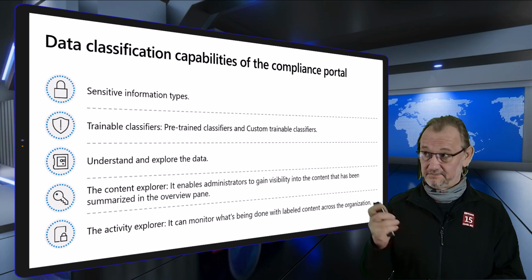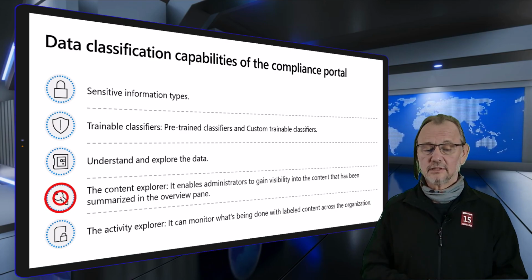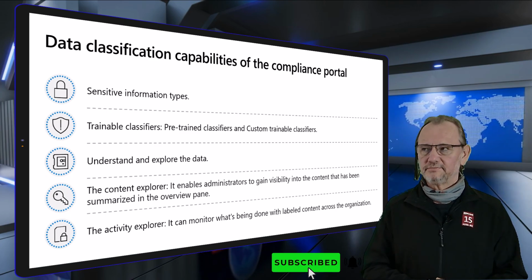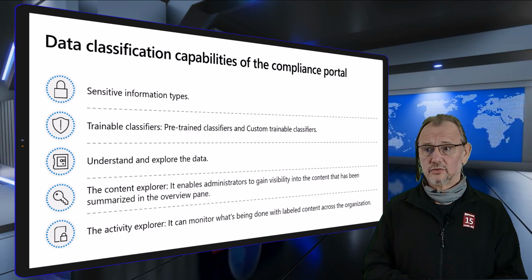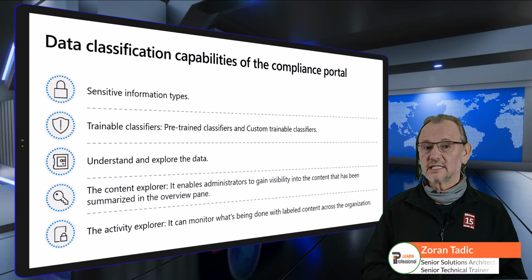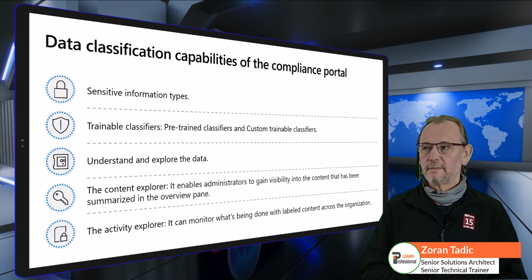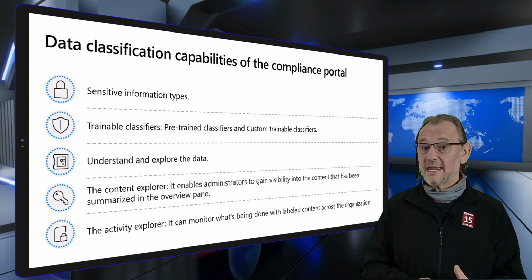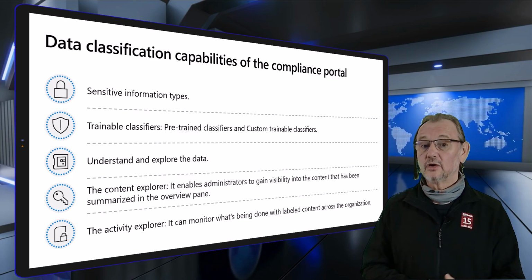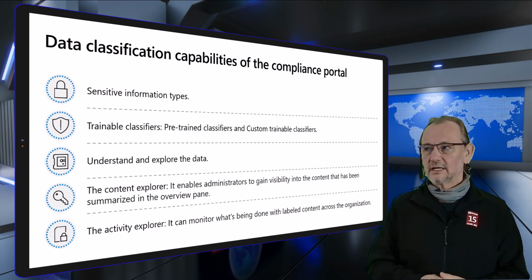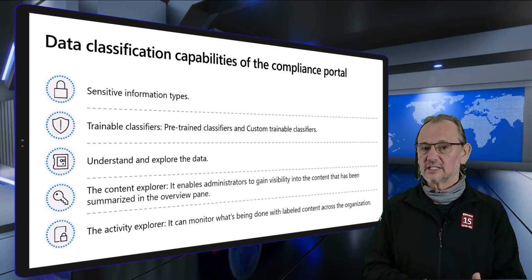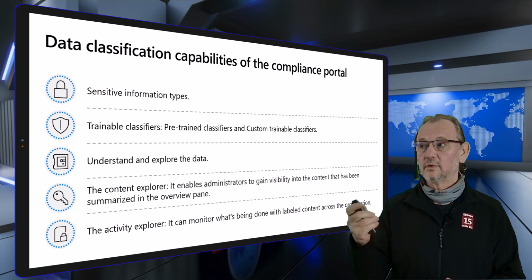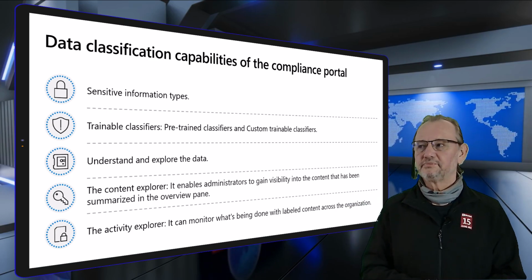Content Explorer. Content Explorer is available as a tab on the data classification pane of the compliance portal. It enables administrators to gain visibility into the content that has been summarized in the Overview pane. Access to Content Explorer is highly restricted because it makes it possible to read the content of scanned files. There are two roles that grant access to Content Explorer. That's the Content Explorer List Viewer and the Content Explorer Content Viewer.